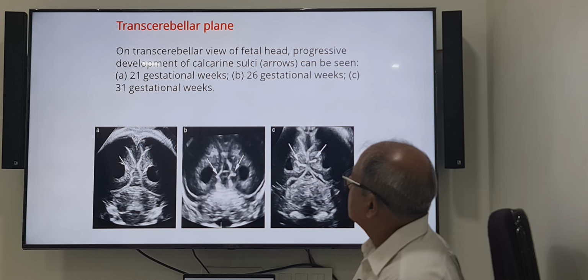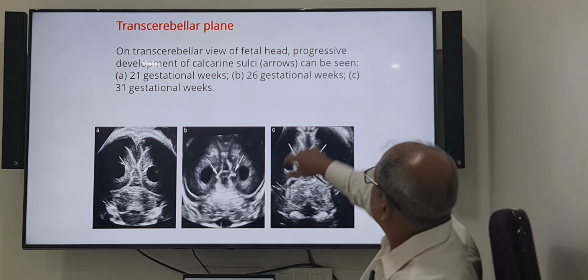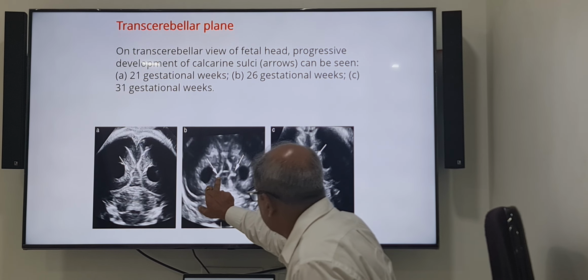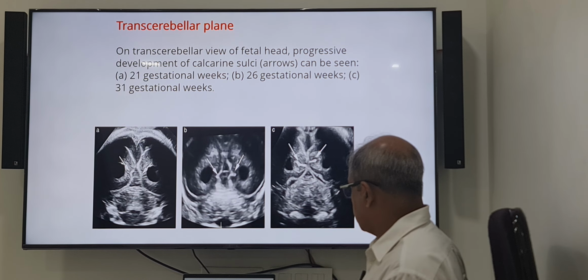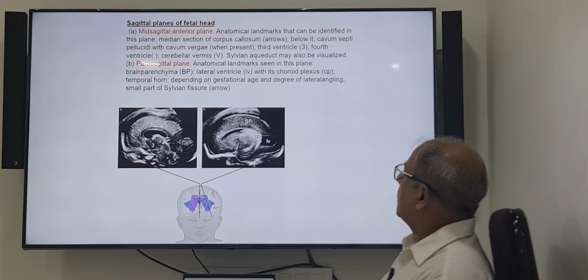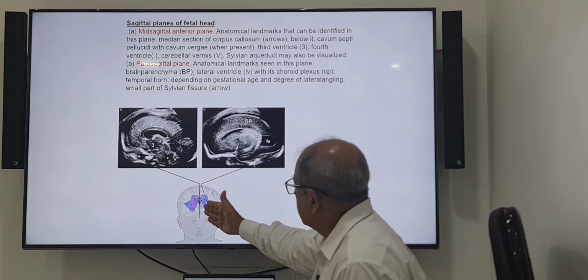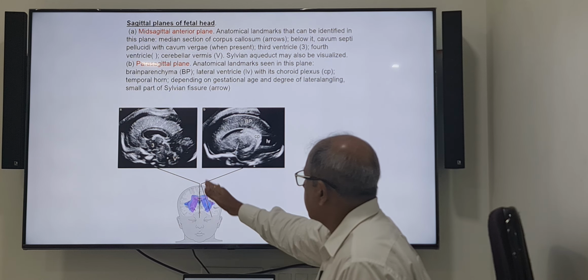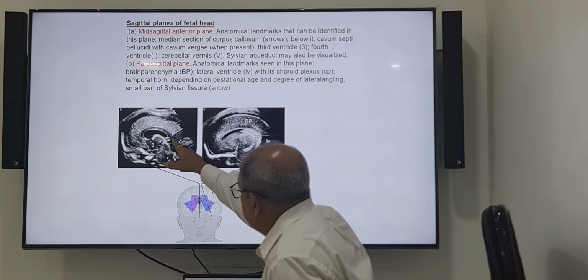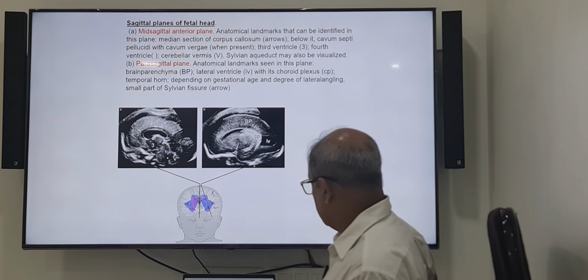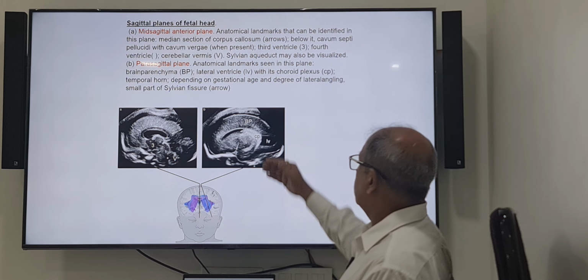So these are all the things where the development of the calcarine sulci is seen. This is the calcarine sulcus which is going inside the occipital horn. And this is the sagittal plane, two sagittal planes, one midsagittal and one parasagittal. This is the midsagittal where you can see the corpus callosum in four parts, the anterior part and the posterior part, and the parasagittal.